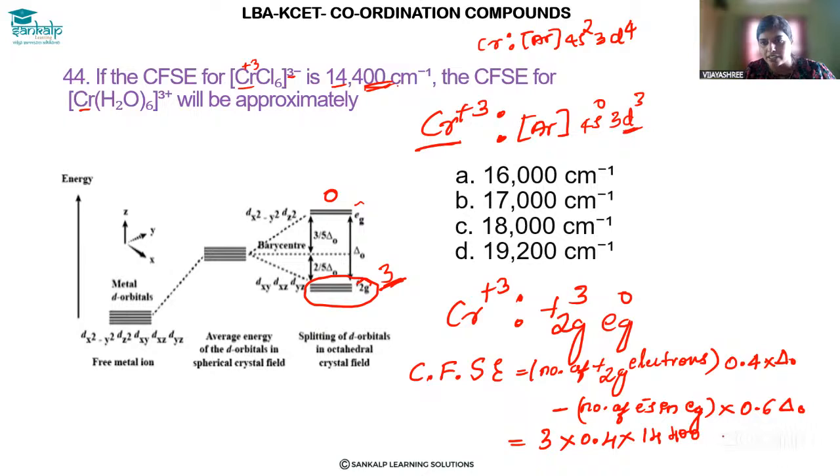14,400 minus number of electrons in Eg, which is 0. Here in Eg there are 0 electrons, right? 0 into something is 0. So the second term, the entire term, will be 0. So I am going to erase this. Simplifying, it will become 0.4 into 3, which is 1.2, into 14,400. Just remember this number.